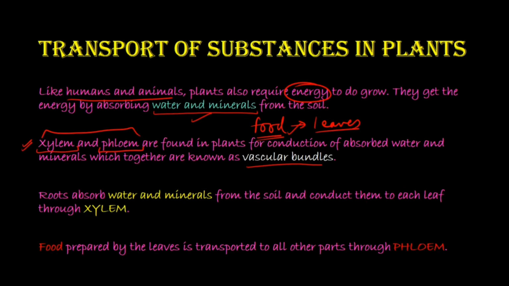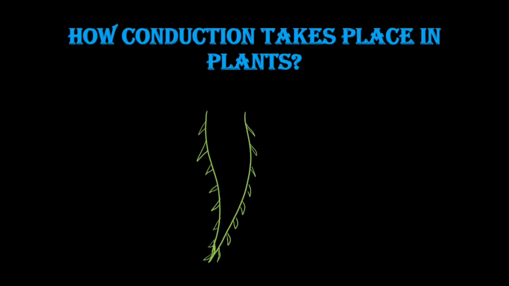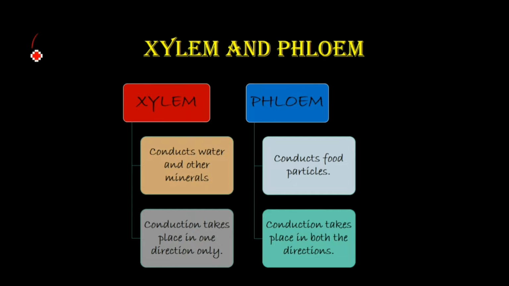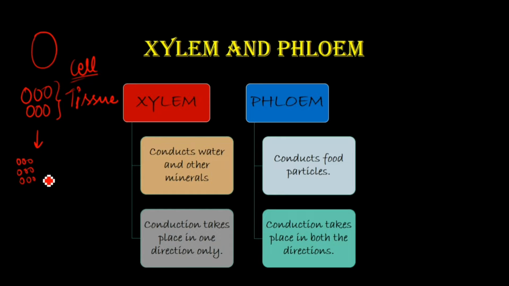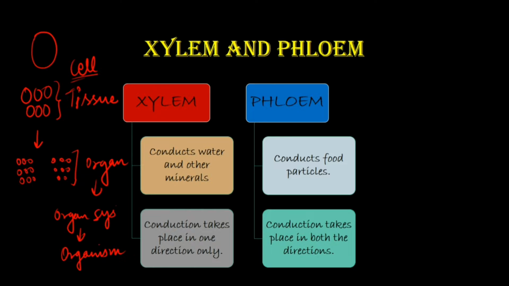First of all, let me explain what a tissue is, because xylem and phloem are tissues, right? So it is important to know what a tissue is. You know that all living organisms are made up of cells. Cells form a group and perform a specific function, that is known as a tissue, right? Then various tissues form a group and again perform a specific function, that is known as an organ, right? In this way, an organ system is formed, and then an organism is formed. So xylem and phloem are the tissues which perform the function of transportation in plants.